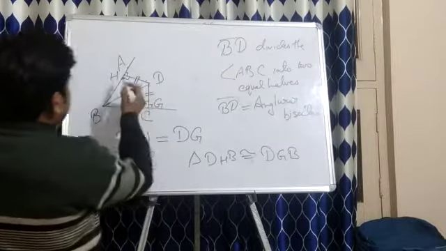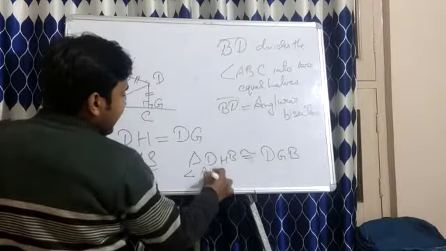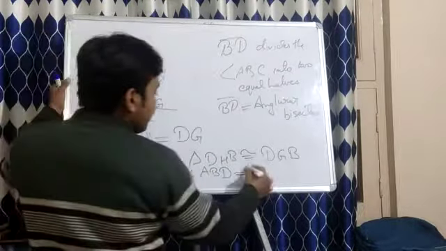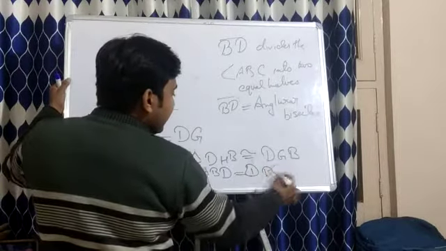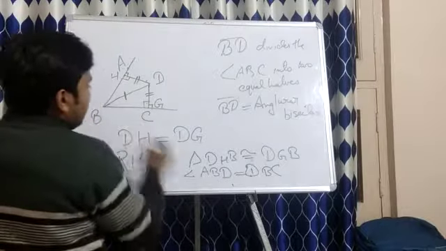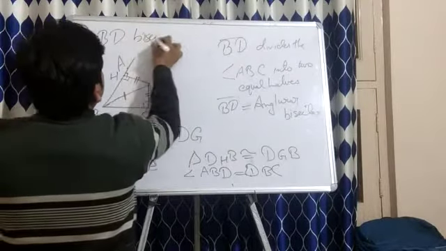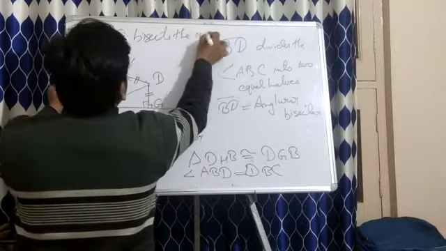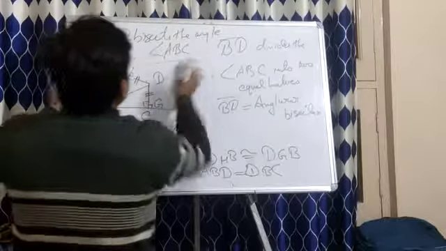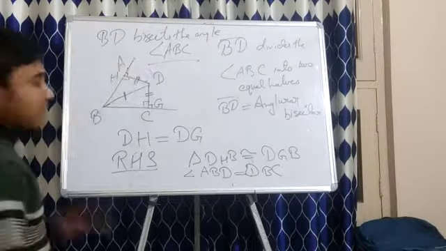So therefore we can say that angle ABD is equal to angle DBC. It means that BD bisects the angle ABC. So it means that point D lies on the angular bisector of the angle ABC.